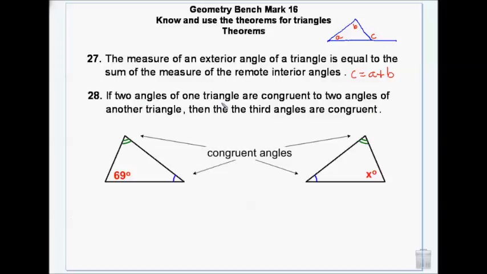And then if the two angles of one triangle, so the green and the blue, are congruent to the two angles of the other, green and blue, then the third angles have to be also congruent. So x would equal 69 degrees.